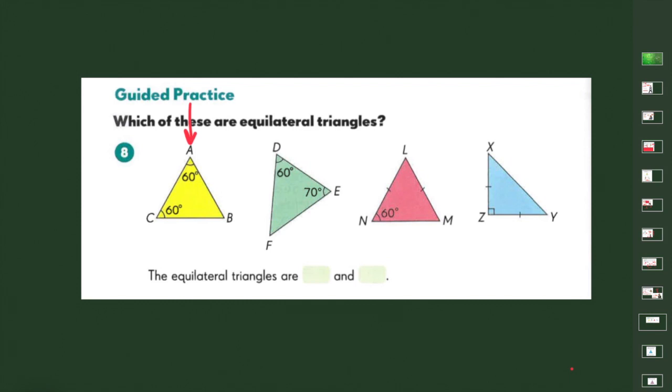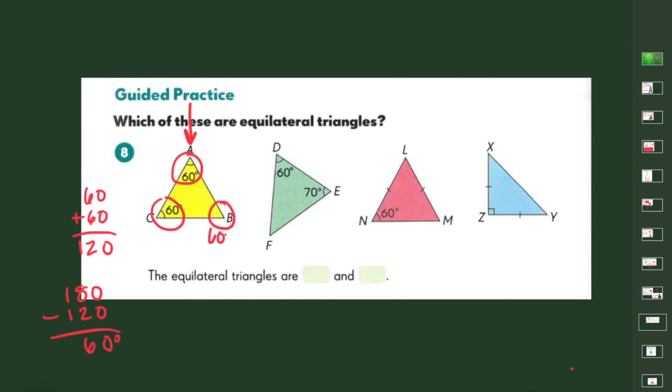All right, let's go one by one. Let's start with the yellow triangle. Yellow triangle, equilateral or not equilateral? Well, we can see that 2 of the angle measures are 60 degrees. So if we have 60 degrees plus 60 degrees, that gives us a total of 120 degrees. And we know that all 3 angles must have a sum of 180. So 180 minus 120 would give us 60 degrees. So that missing angle B has to be 60 degrees. So the yellow triangle is an equilateral triangle.